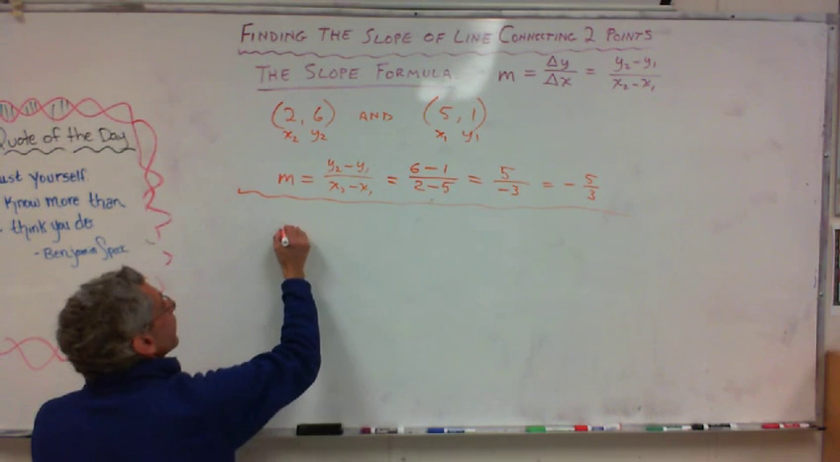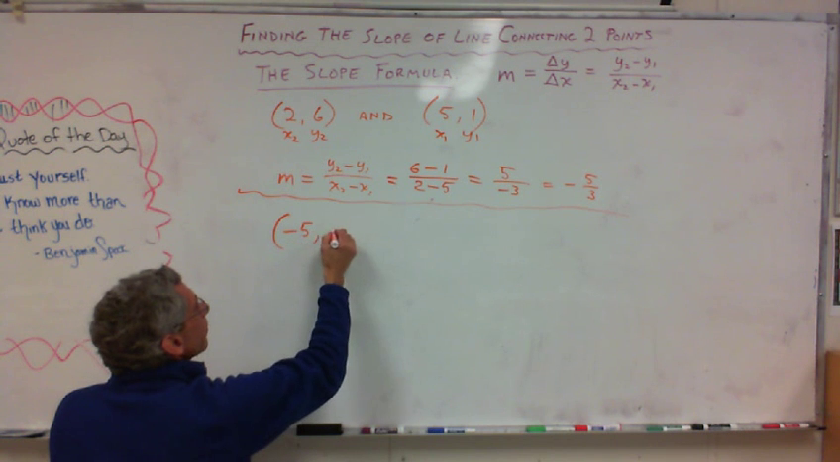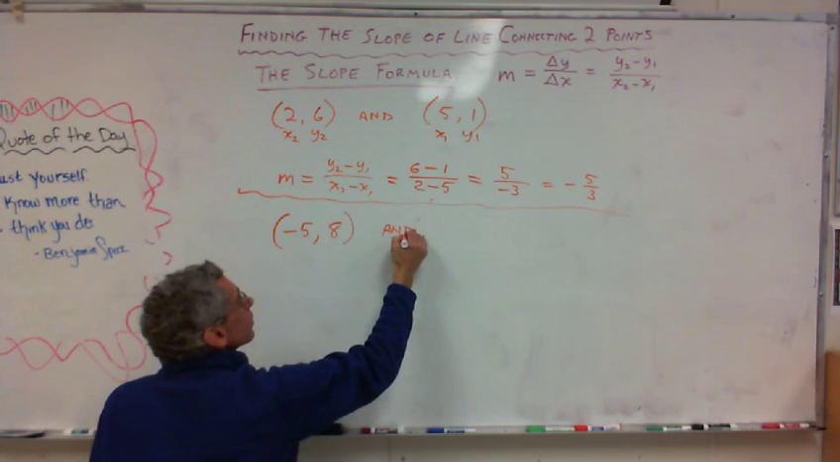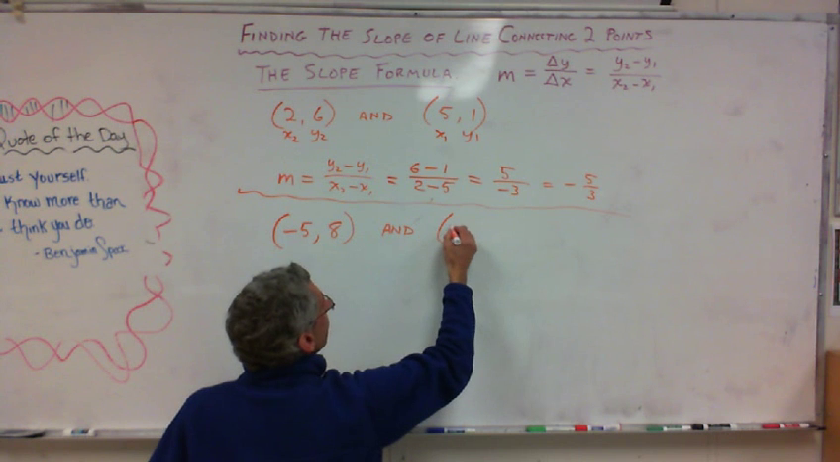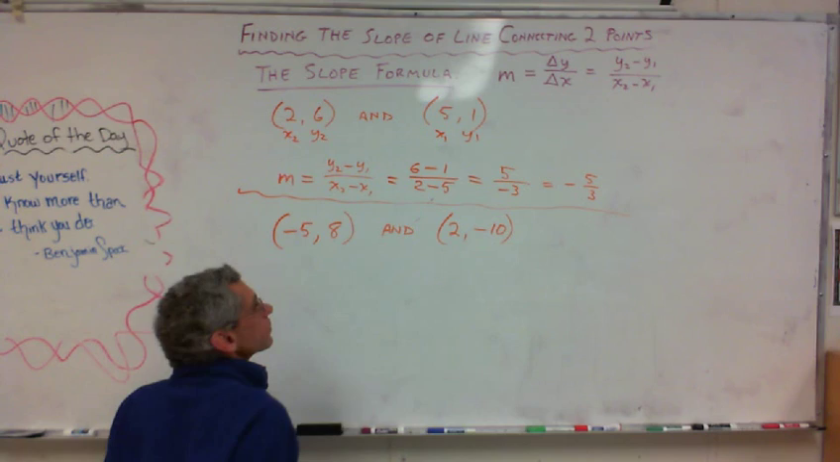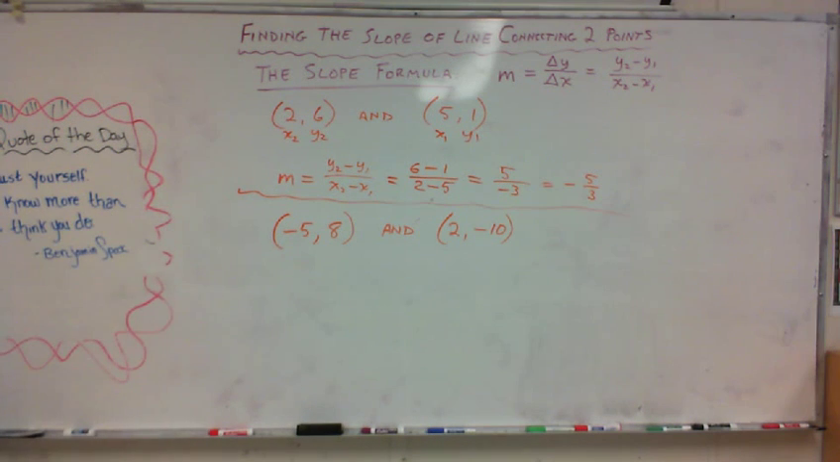Okay, let's try another one. I'm going to make it a little harder. We're going to have negative 5, 8 and 2, negative 10. Okay? You writing this down? Be sure you write them down. It'll make a big difference.